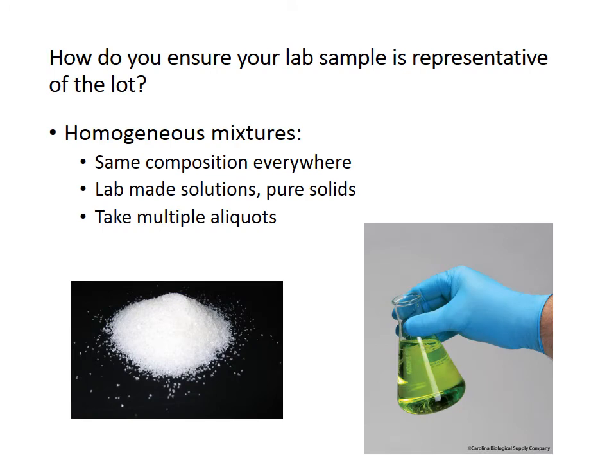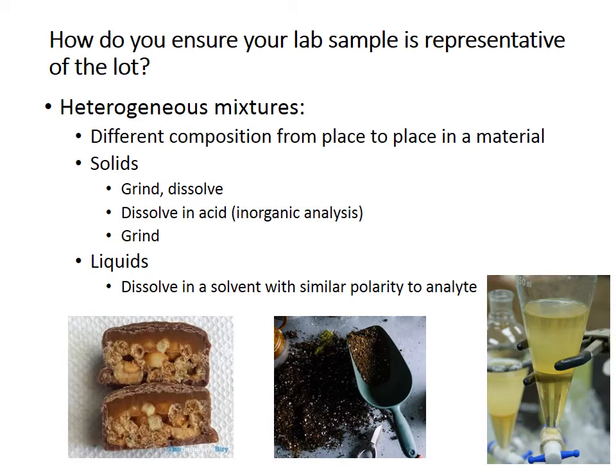So how do we ensure that our lab sample is representative of the entire lot? It's really easy with homogeneous mixtures because, as you know, homogeneous mixtures have the same composition everywhere. Good examples of these are lab-made solutions or pure solids. And in order to analyze these, essentially we can take multiple aliquots or portions and analyze those portions. So for example, if we wanted to analyze this green solution, we would take maybe 5 milliliter portions and perform a measurement on those portions, and then find an average and standard deviation for maybe concentration of green dye in that solution.